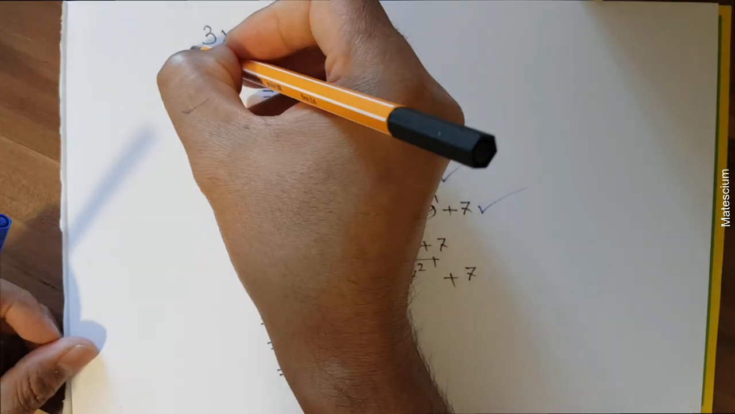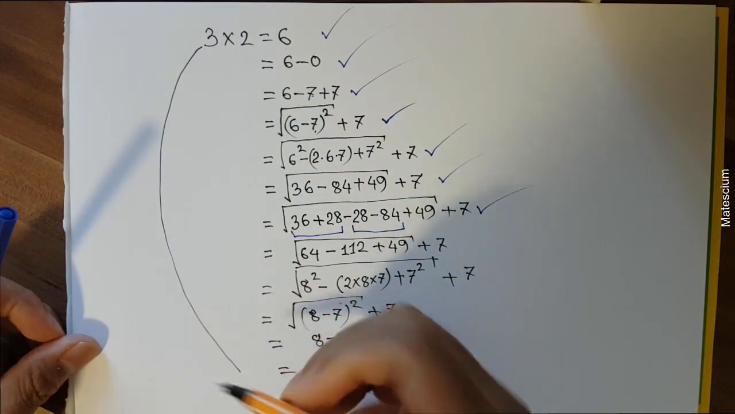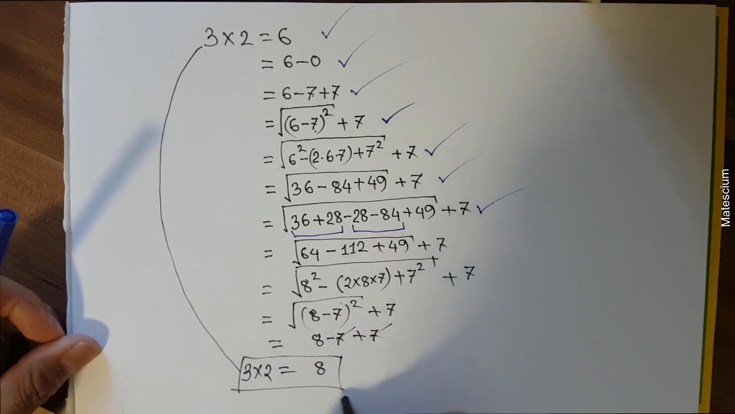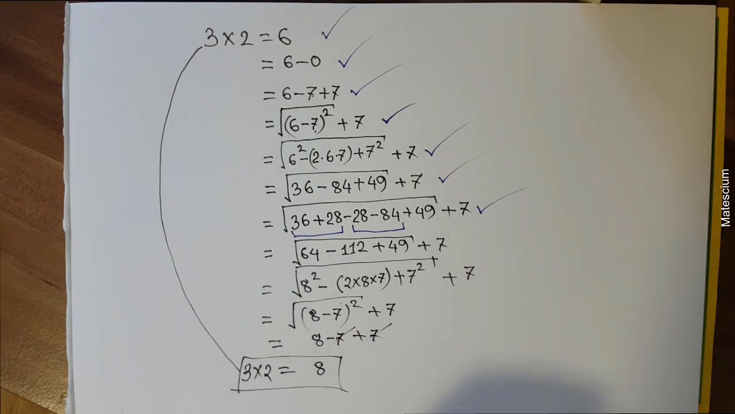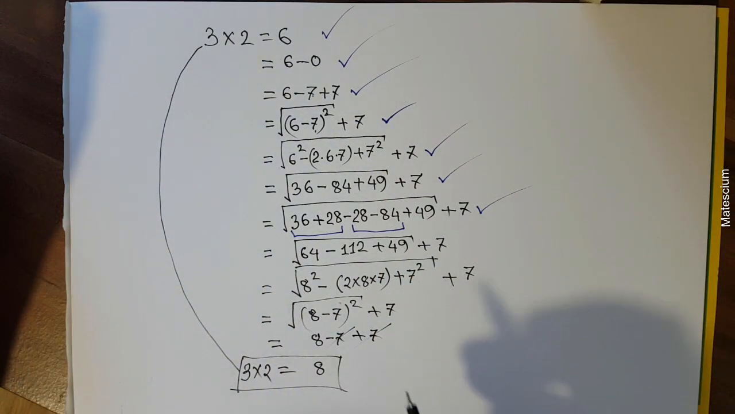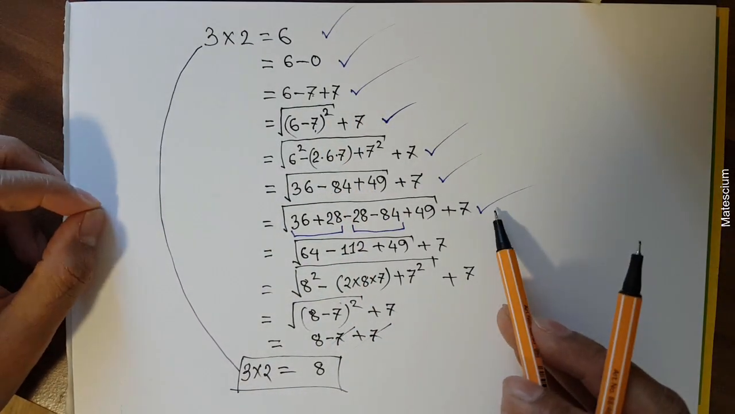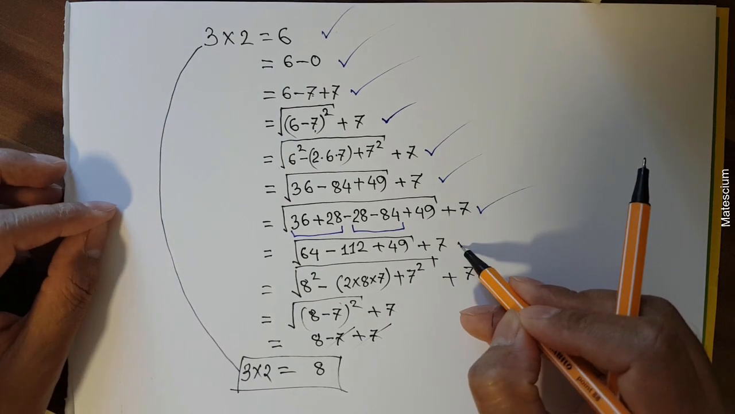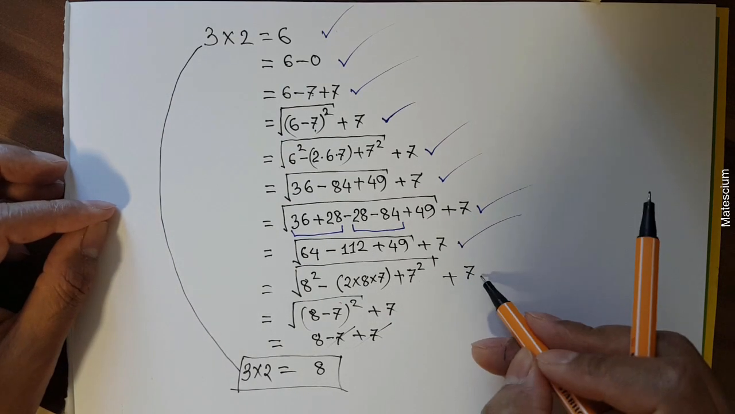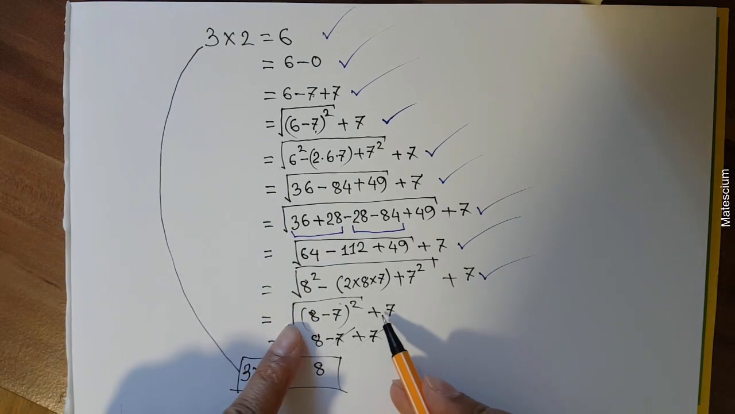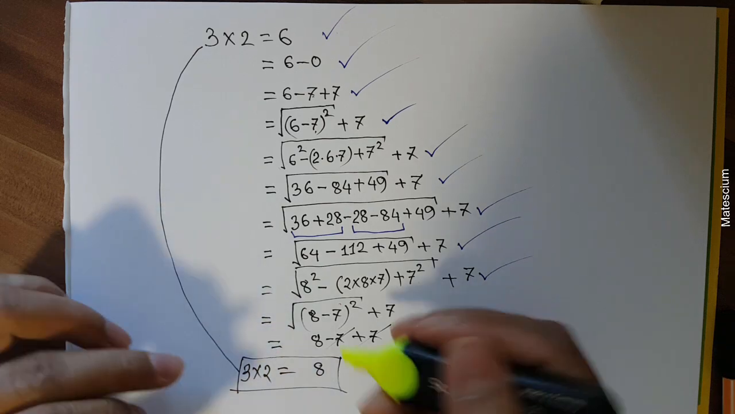What does it mean? It means 3 multiplied by 2 is equal to 8. I ask you a question: where did I make the mistake in this entire calculation? Today I will reveal where exactly I made the mistake. As I said, from here to here everything is correct. This mathematical statement is also correct. That is also correct. Where I made the mistake is in this mathematical statement here exactly.